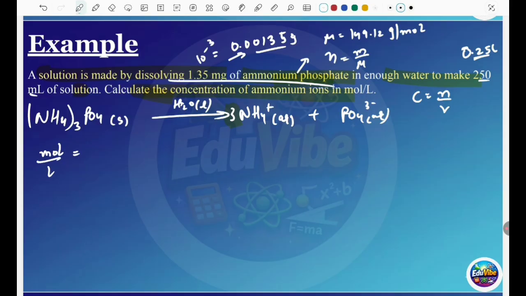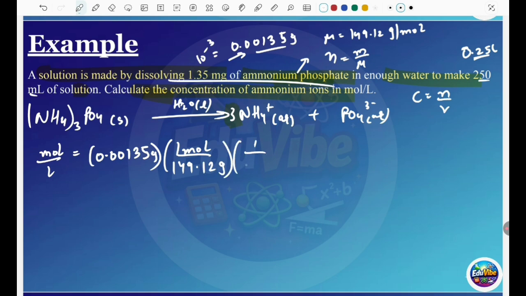So mole per liter. You have 0.00135 grams. You have to cut the gram. So 1 mole is equal to 149.12 grams. And you want liters, so 1 upon 0.25 liters. Grams cancel. You get about 3.6 into 10 raised to the power minus 5 moles per liter.